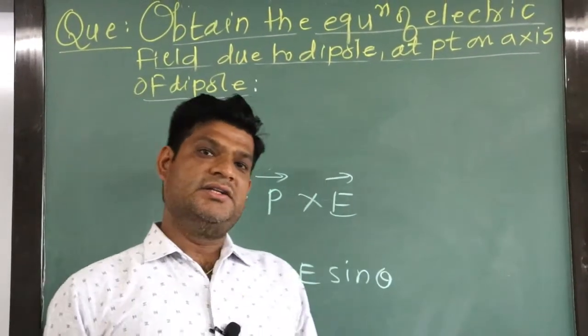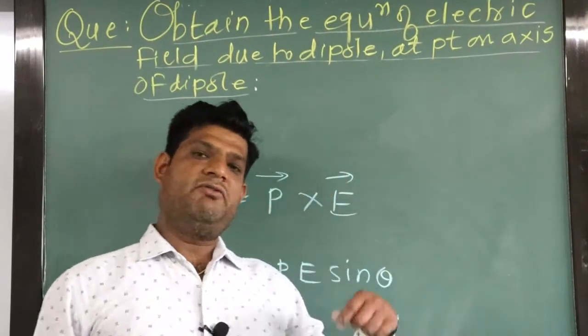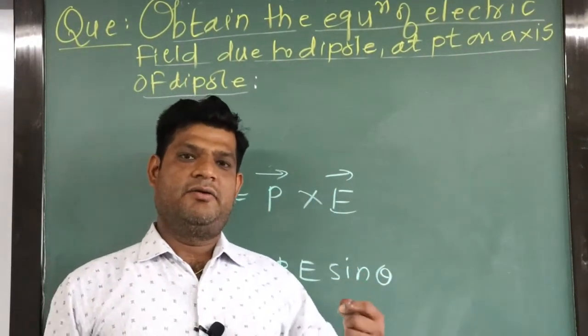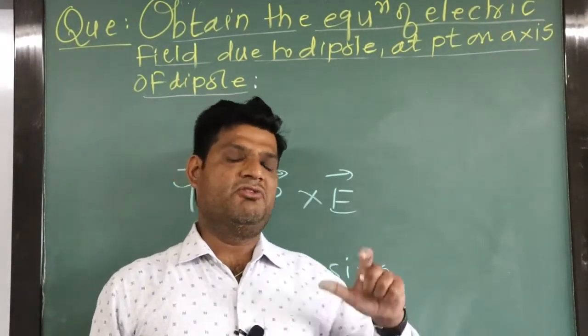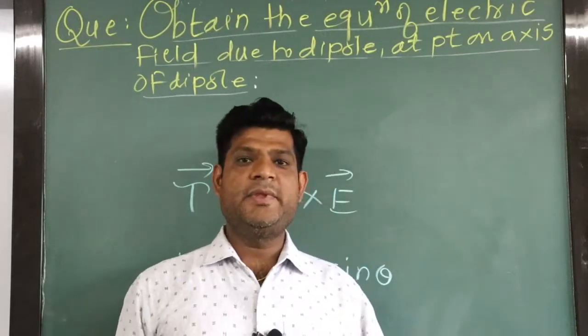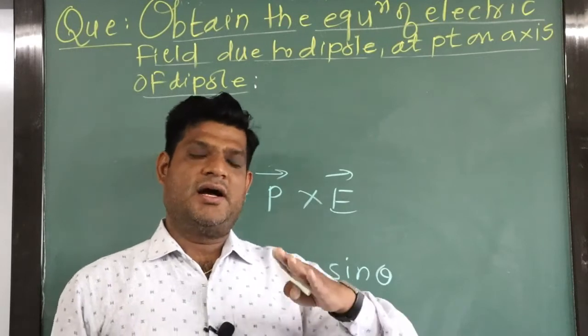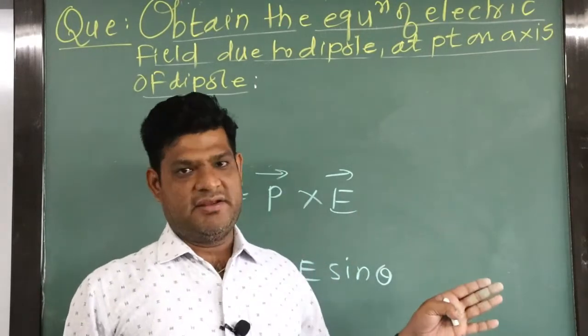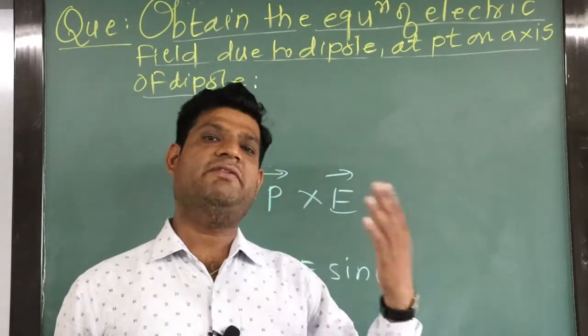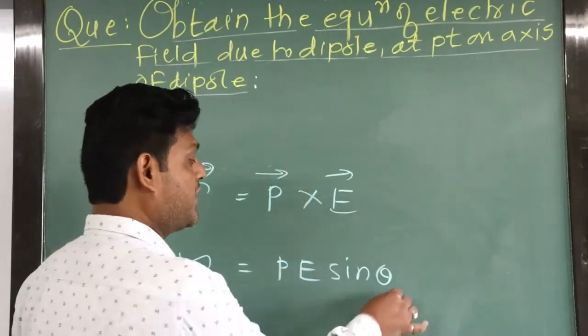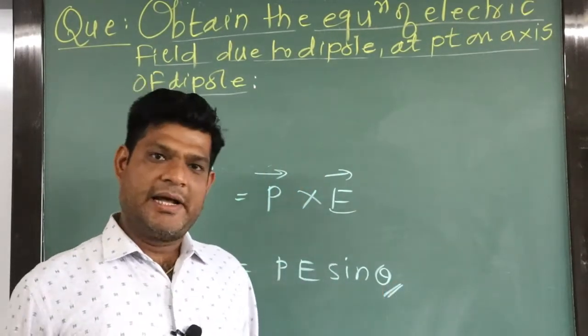We obtained this equation. We studied that when a dipole is kept in a uniform electric field, due to this torque, the dipole aligns in the direction of the electric field. In another way, we can say that it tries to minimize the theta.